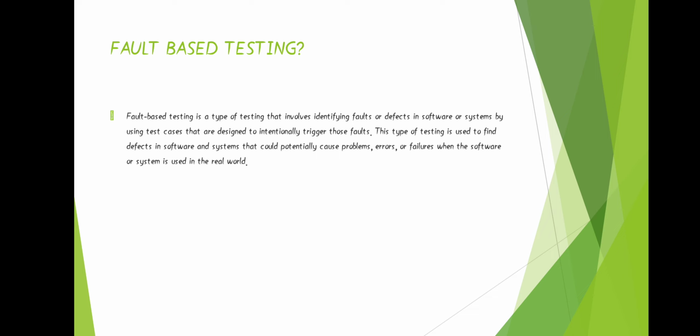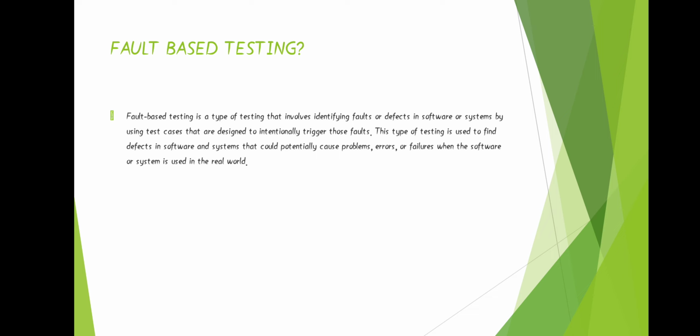First, what is fault-based testing? Let's look into it. Fault-based testing is a type of testing that involves identifying faults or defects in software or systems by using test cases that are designed to intentionally trigger those faults. This type of testing is used to find defects in software and systems that could potentially cause problems, errors, or failures when the software or system is used in the real world.